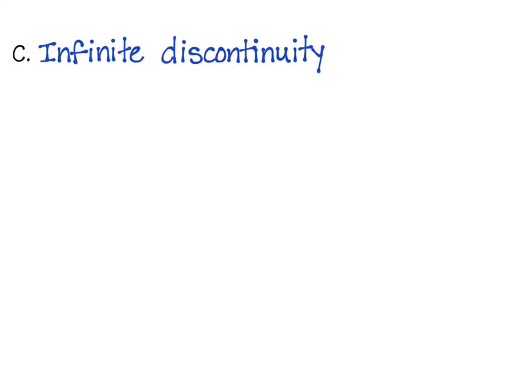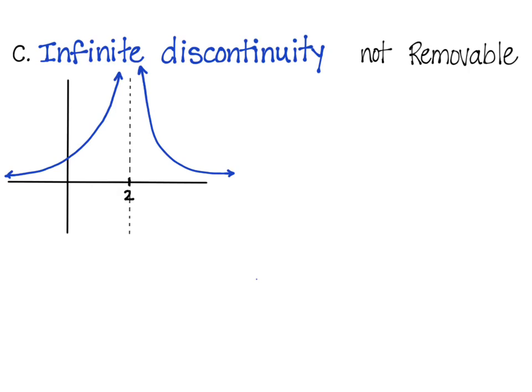The third type of discontinuity is called infinite discontinuity. And it's not removable again, it doesn't have a hole or something in it, it's different. So this is a picture of a type of infinite discontinuity, and you'll see that at x equals 2 we have an asymptote. On the left-hand side, it is growing as x approaches 2. It is growing and growing, and it'll go towards infinity. On the right-hand side, as x is approaching 2 from the right-hand side, it also is growing to positive infinity.